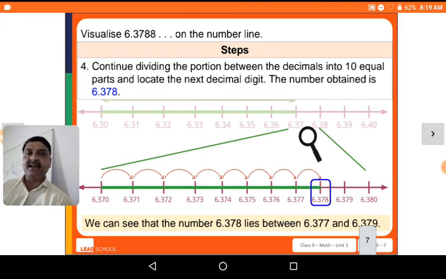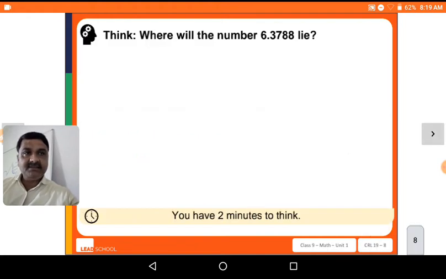किसके बीच में आएगा ये नंबर? 6.377 और 6.379 के बीच में। आप नंबर लाइन के ऊपर रिप्रेजेंट करके देख सकते हैं और वही चीज आपको पेंसिल से अच्छी तरह से ये नंबर लाइन साथ में ही ड्रॉ कर दी जानी। Next one is concerned that where will the number 6.3788 lie?